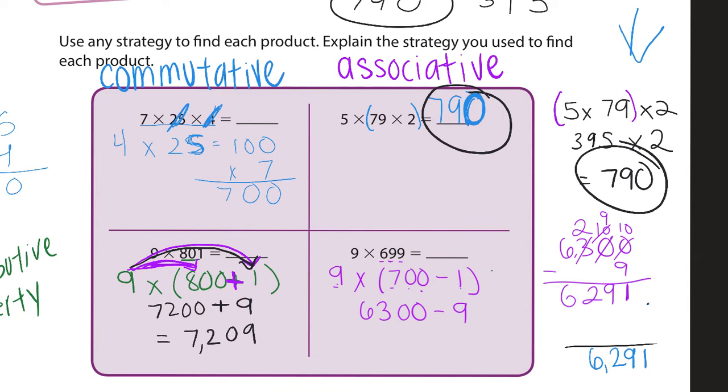So it depends. What do you prefer? Do you like fewer steps? Do you just prefer to add instead of having to subtract? Or did you solve this in a completely different way?